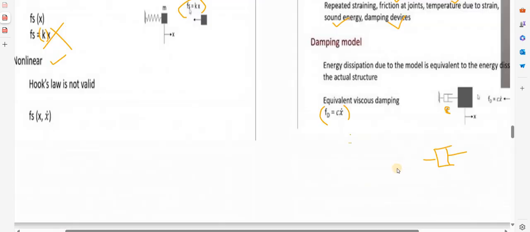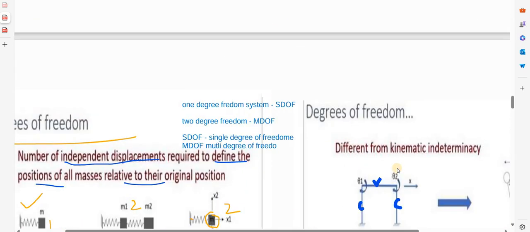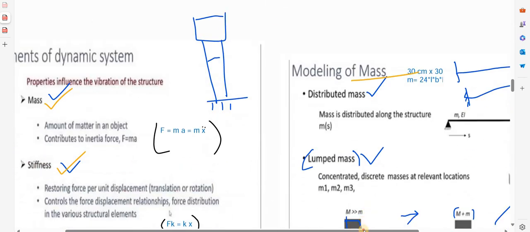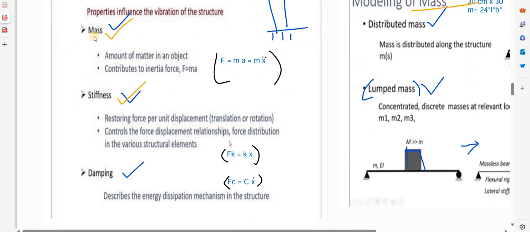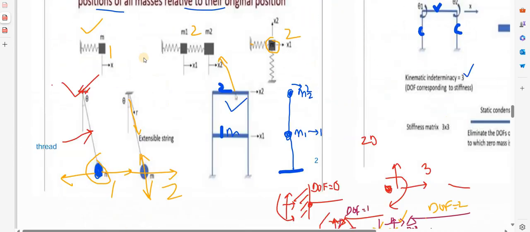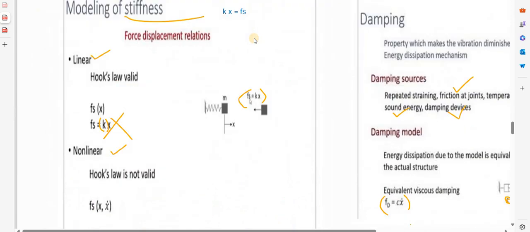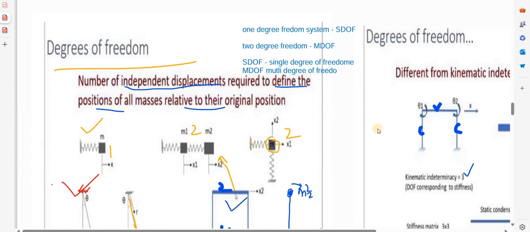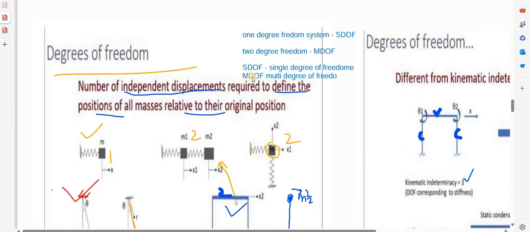So today we have started from the last class, that is the elements of a dynamic system having 3 elements, and how to formulate the model with these elements I have discussed. Then we discussed a small term known as degrees of freedom. Then in that we need to study single degree of freedom and multi degree of freedom. So single degree of freedom is SDOF and multi degree of freedom is MDOF.